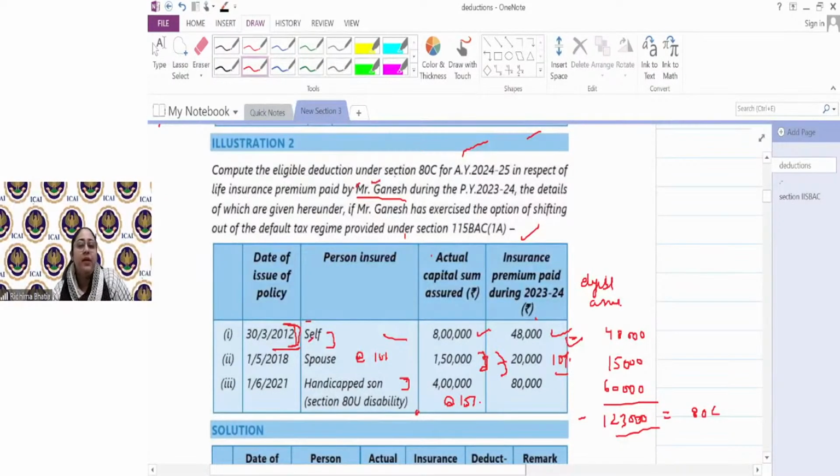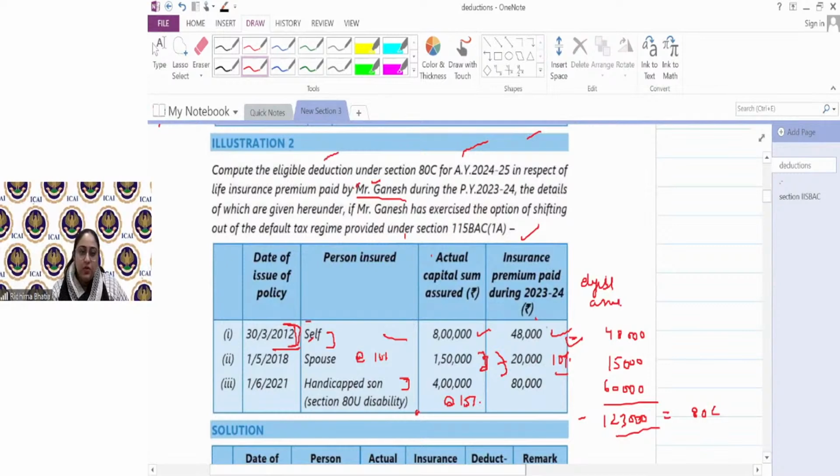If Ganesh had been paying life insurance premium for his brother, would it be allowed as deduction? No, because paying for a brother is not allowed as deduction. And obviously, if I'm claiming the deduction, the payer is the person who will claim the deduction. The spouse cannot claim the same deduction under 80C in her return. Okay?